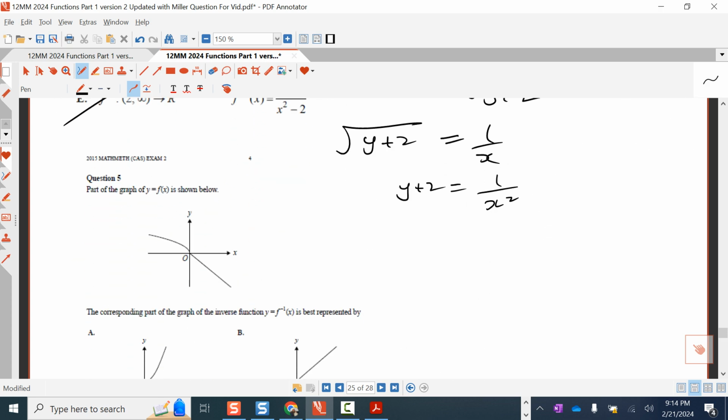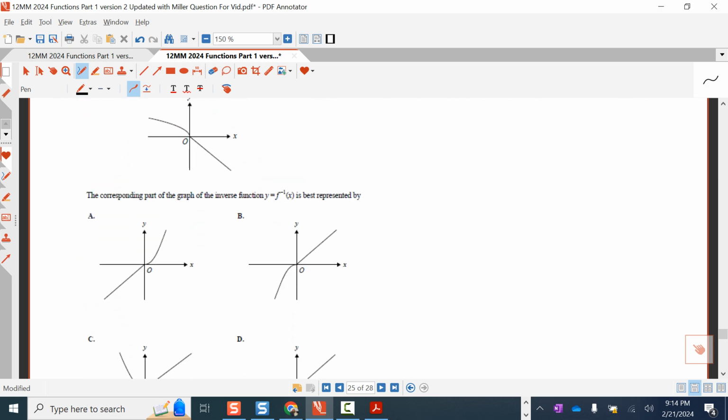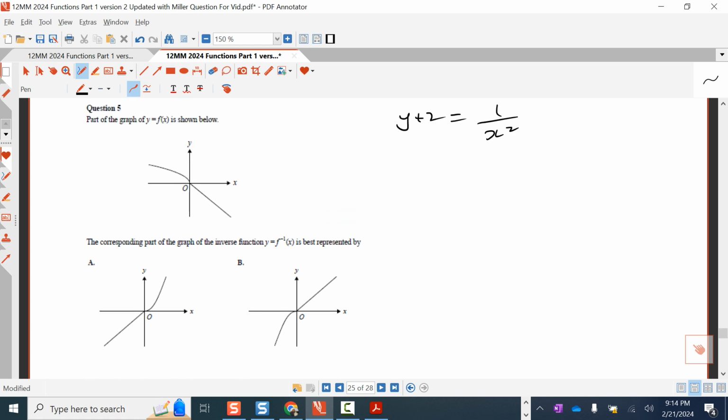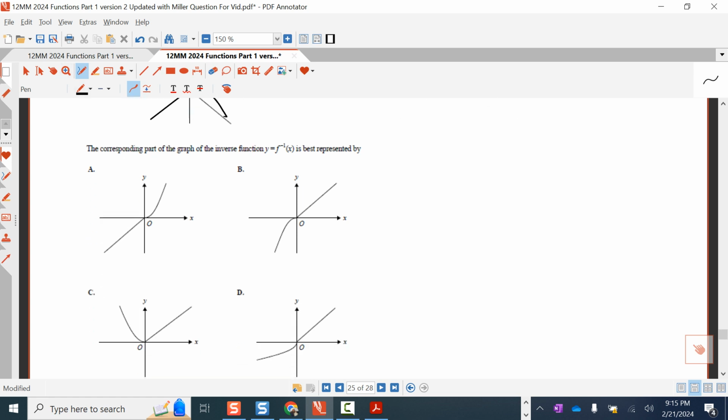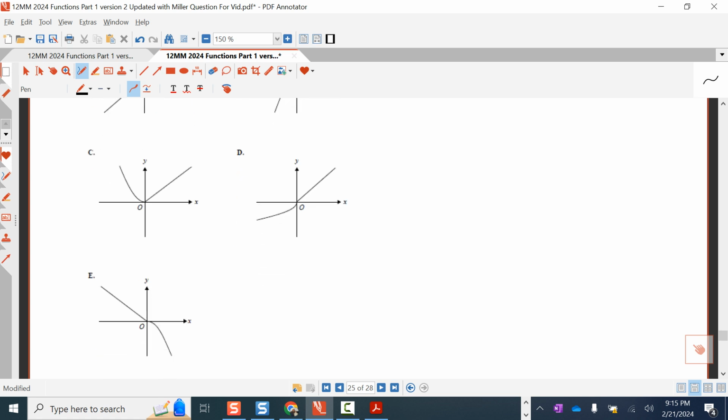All right. Almost there. Okay, hopefully. So this is just another of those graph questions. So draw your line in. Okay, that is going to go something like that when I reflect it, and that's going to go something like that. So I'm just looking for that. E.